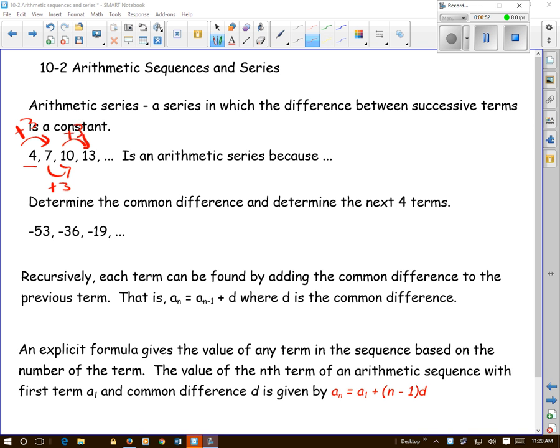So we want to determine the common difference. Well, common difference would imply we're subtracting. So for common difference, we're always going to take one term minus the previous term. In our first example here, we take 7 minus 4, which gives us a common difference of 3. So 3 is what was being added each time. In this next example, if we take negative 36 minus negative 53, we get 17. So we see that we're adding 17 each time.